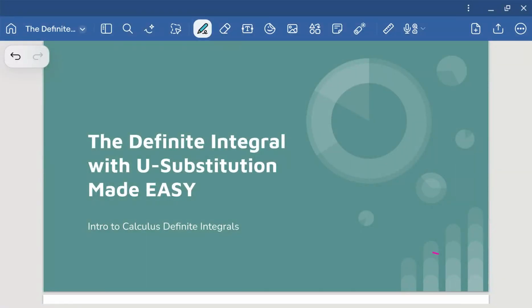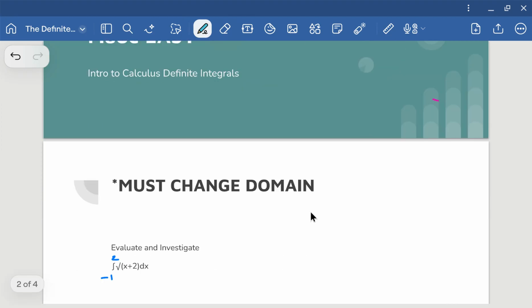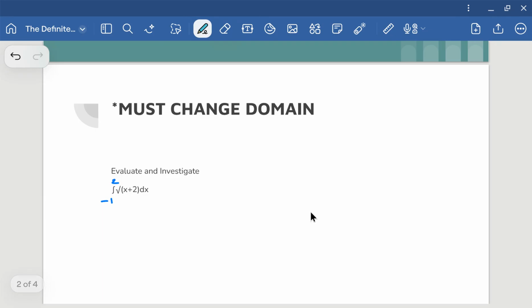Definite integral. Here's a very quick video to show how to use u-Substitution to make it a lot easier. And this you can find in the Intro to Calculus textbook with many chapters involving that definite integral. So the main change here, if you are using u-Substitution, you have to remember to change your domain.